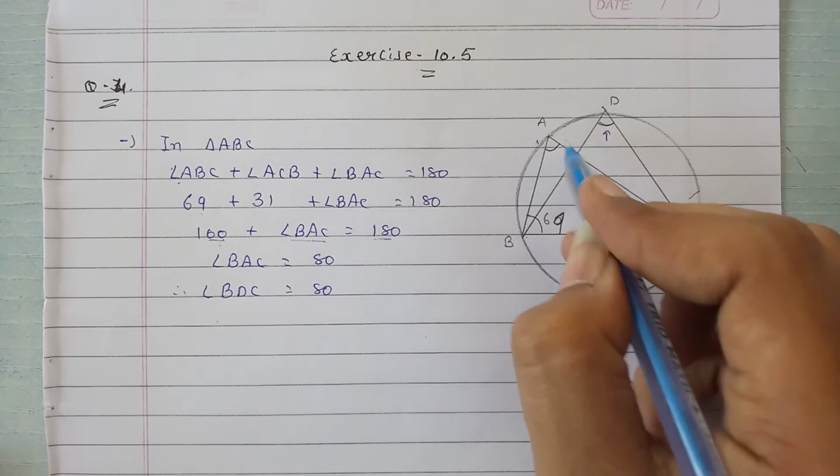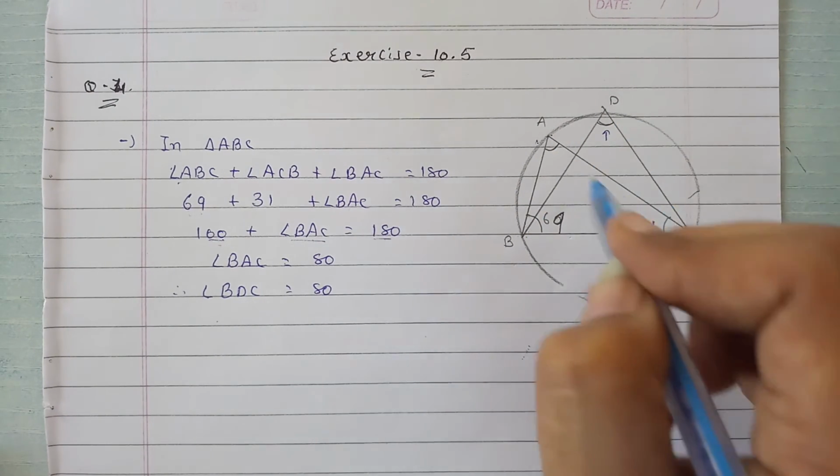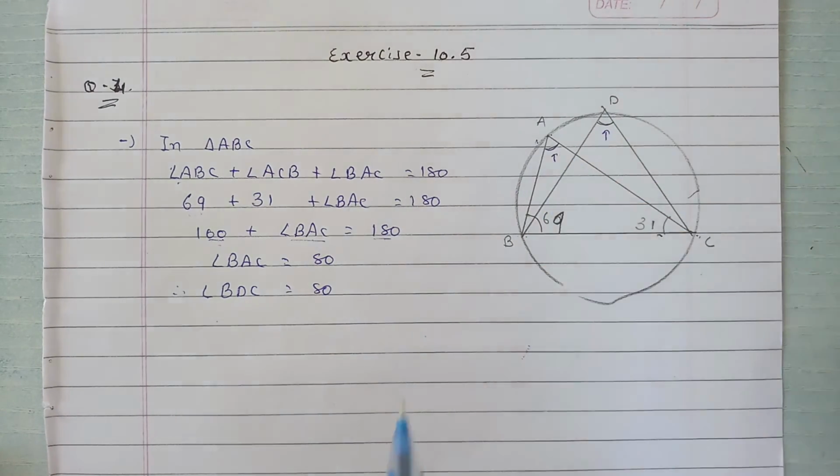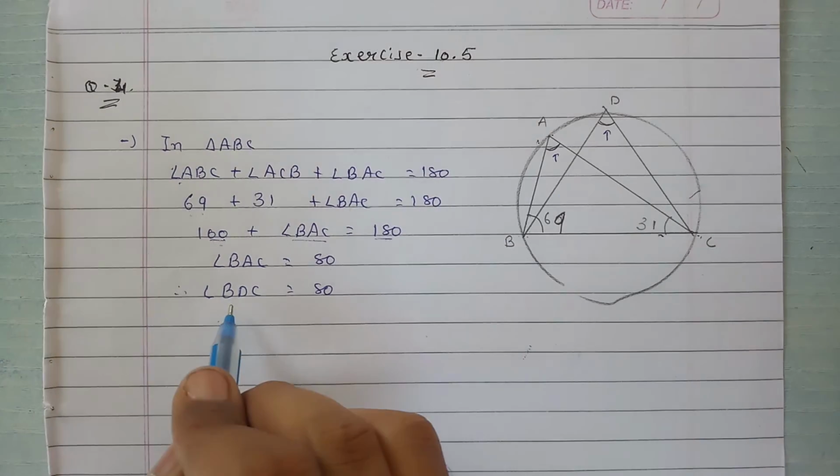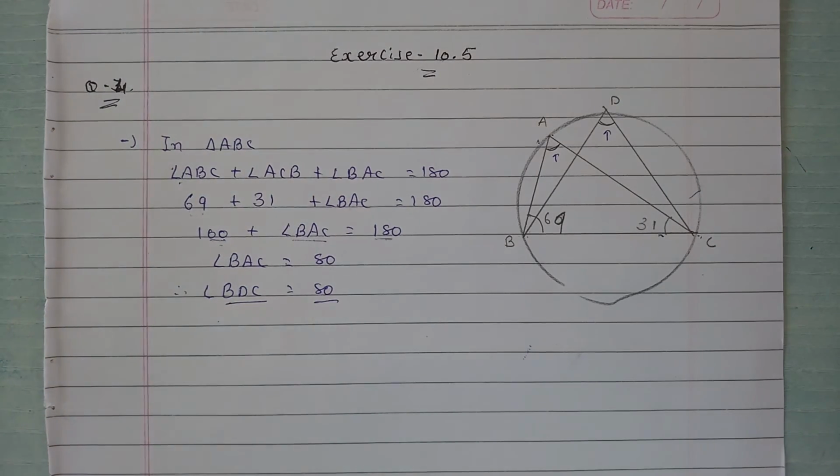Now angle BAC and angle BDC are angles formed in the same segment, and according to the theorem, angles in the same segment are equal. So BDC is also equal to 80. Got it?